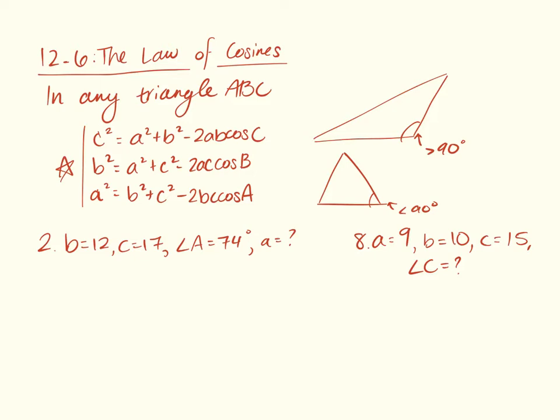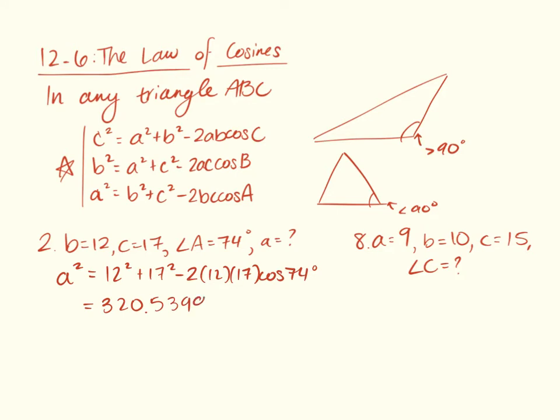So then let's look at 2. We're given B equals 12, C equals 17, and angle A is equal to 74 degrees. What is the value of the length of A? So what we're going to use is this third formula here because we have B, we have C, and we have angle A. So we get A squared is equal to 12 squared plus 17 squared minus 2 times 12 times 17 times cosine of 74. This is going to be equal to 320.53996. So A is going to be equal to the square root of that, so that's going to be 17.9.